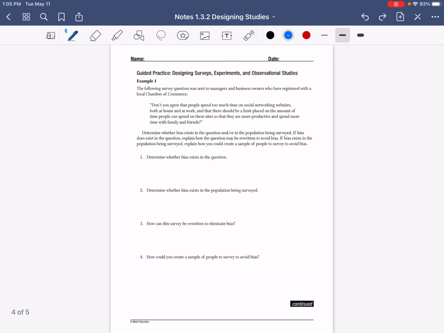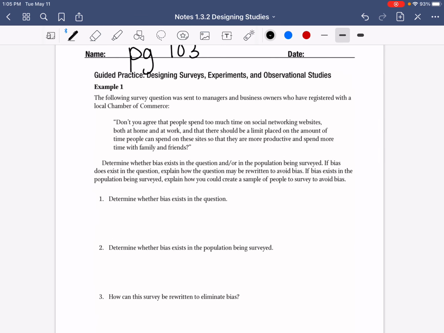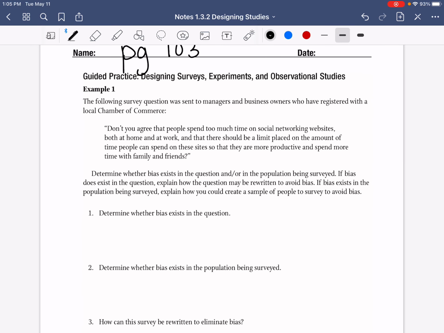So we want to go ahead and go to page 103 in our workbooks. The following survey question was sent to managers and business owners who have registered with the local Chamber of Commerce. Don't you agree that people spend too much time on social networking websites, both at home and at work, and that there should be a limit placed on the amount of time people can spend on these sites so that they're more productive and spend more time with family and friends?